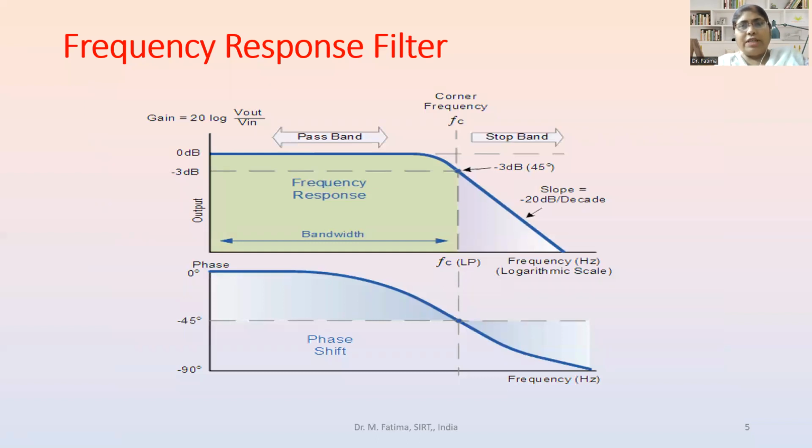Now come to the frequency response of the filter. What is the meaning of frequency response? The frequency response means the graph drawn between gain and frequency. The frequency is drawn on the x-axis of the graph and the gain is drawn on the y-axis. The gain is written in dB. The gain is equal to 20 log of output voltage divided by input voltage.